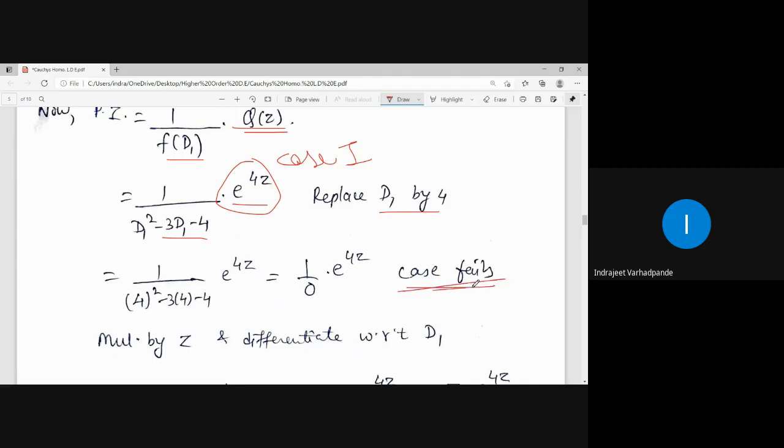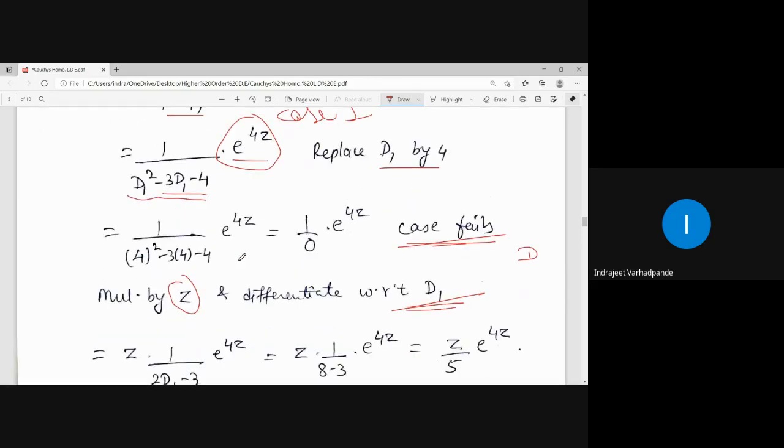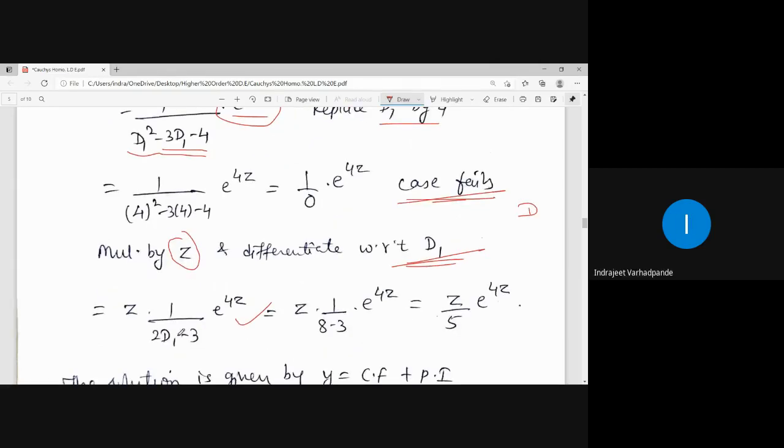Case fails. So whenever the case fails, what is the rule? Multiply by x and differentiate the denominator with respect to D. But as here x is replaced by z, I will multiply by z and differentiate with respect to D1. So multiply by z and take the derivative of this denominator with respect to D1. So it is 2D1 minus 3. Is it okay? So z into 1 upon 2D1 minus 3 to be operated on e to the power 4z.